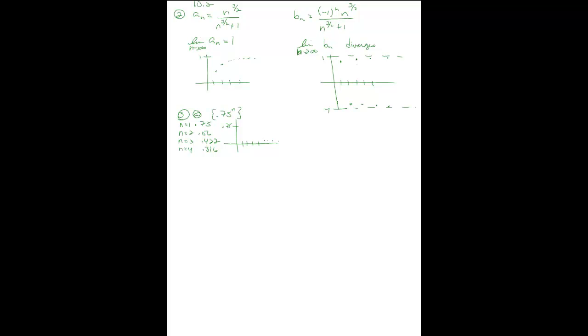Here's 0.75. When n is 1, I was there. When n is 2, I was lower. And then it keeps getting lower. Whoops, that dot's a little off. And so on, dot, dot, dot. So what can I say about this one? It decreases to 0. So it converges what's known as monotonically to 0.